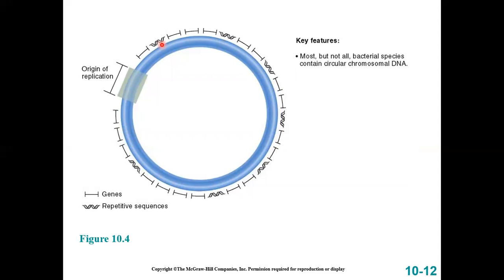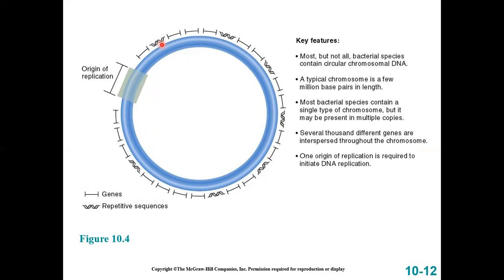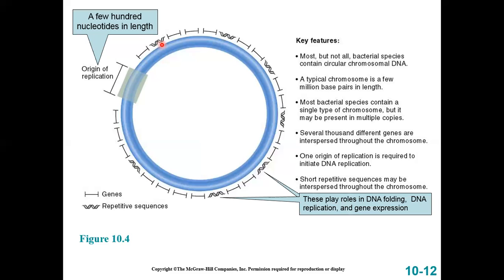Most but not all bacterial species contain circular chromosomal DNA. A typical chromosome is a few million base pairs in length. Most bacterial species contain a single type of chromosome, but it may be present in multiple copies. Several thousand different genes are interspersed throughout the chromosome. One origin of replication is present in the DNA. This region is responsible for initiating the replication of the DNA. Short repetitive sequences may be interspersed throughout the chromosome. These are the short interspersed sequences. These play a role in DNA folding, DNA replication, and gene expression.